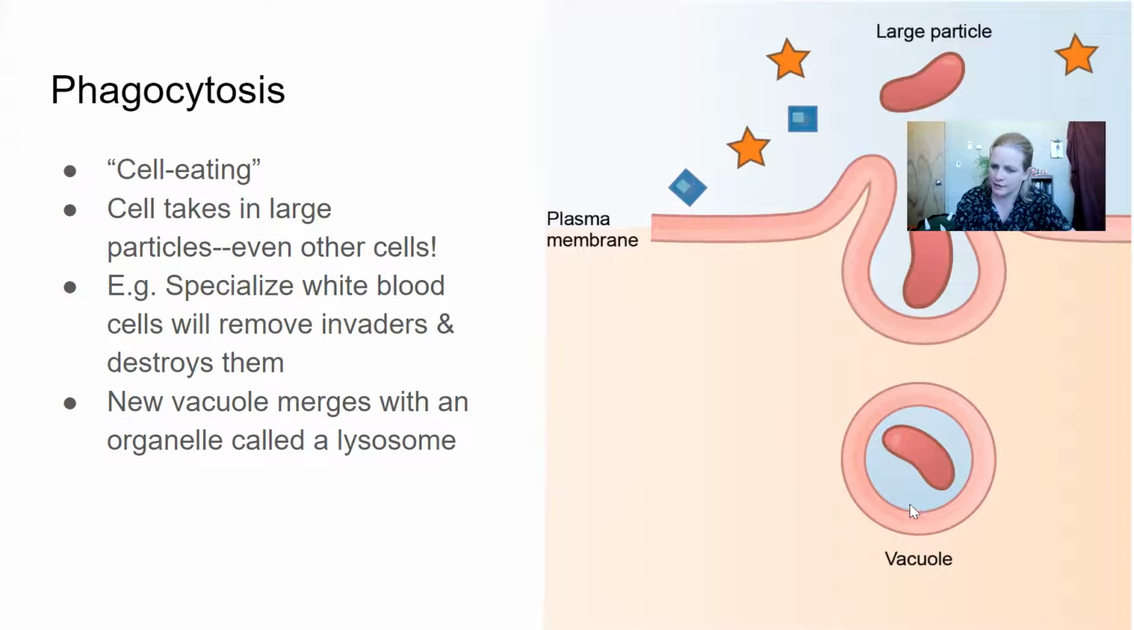Once the particle is trapped inside of the cell membrane, this vacuole will move to an organelle called a lysosome. If you remember hydrolysis, you might remember that lys means to break. So this is the body that breaks stuff. This is the barbarian of the cell: I'm going to smash you with a hammer. Okay, so the vacuole merges with the lysosome, and the lysosome will break down whatever that particle is.